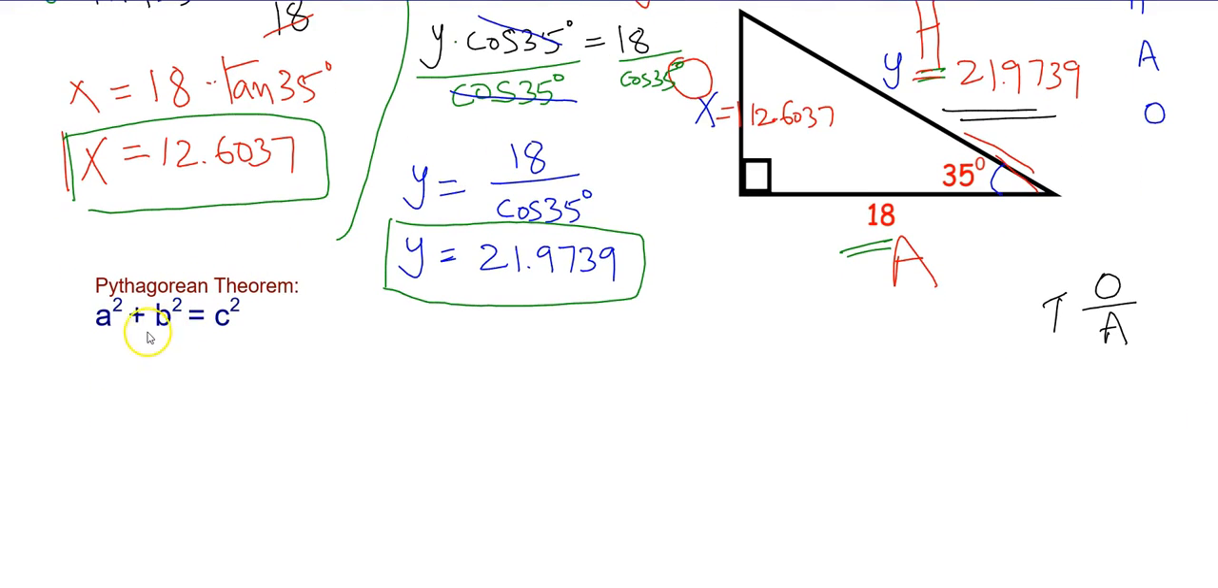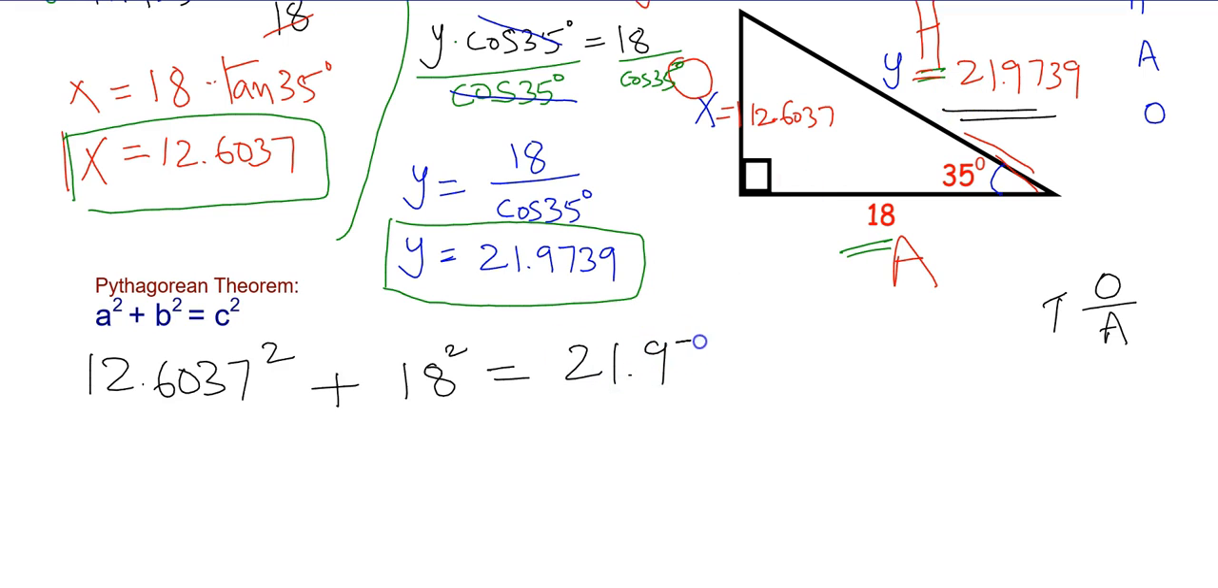So we have here a squared. Let me call this a squared. A, that is 12.6037, then I'm squaring it, plus b squared. Your b is 18, so b squared is 18 squared, which is equal to 21.9739 squared. So let us use the calculator to find the value on the left hand side and also on the right hand side to verify if those two values are equal.